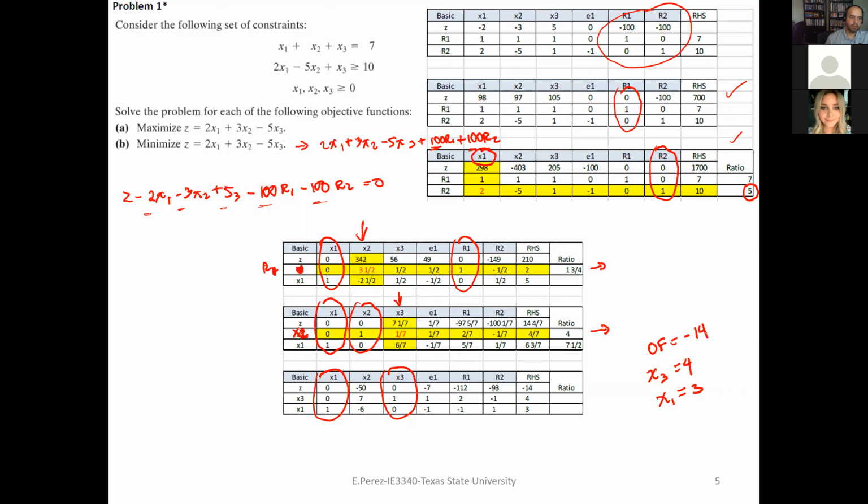So it's the same problem, and the only difference is that in one you're maximizing and in the other you're minimizing. Any questions?